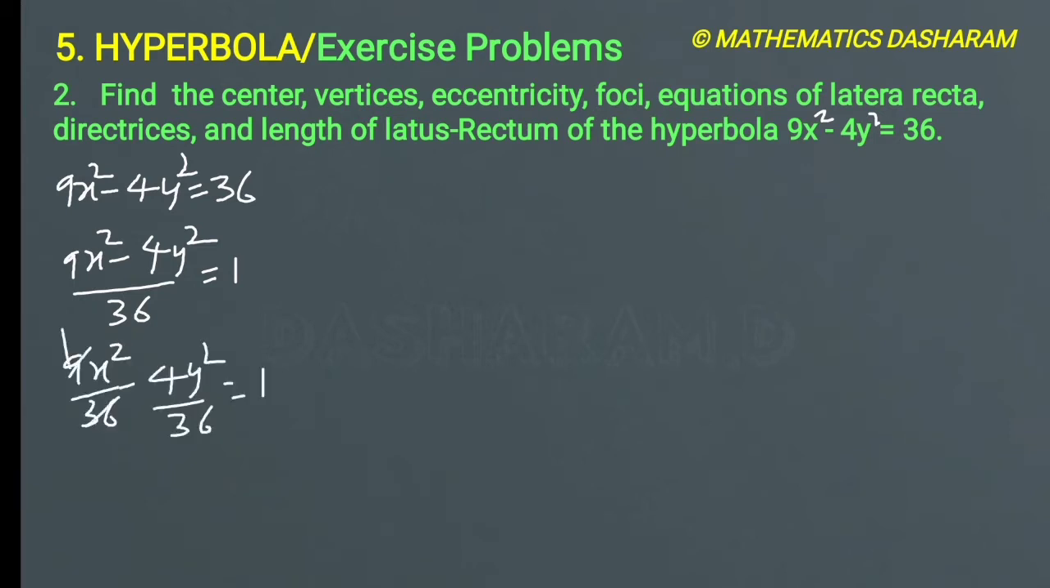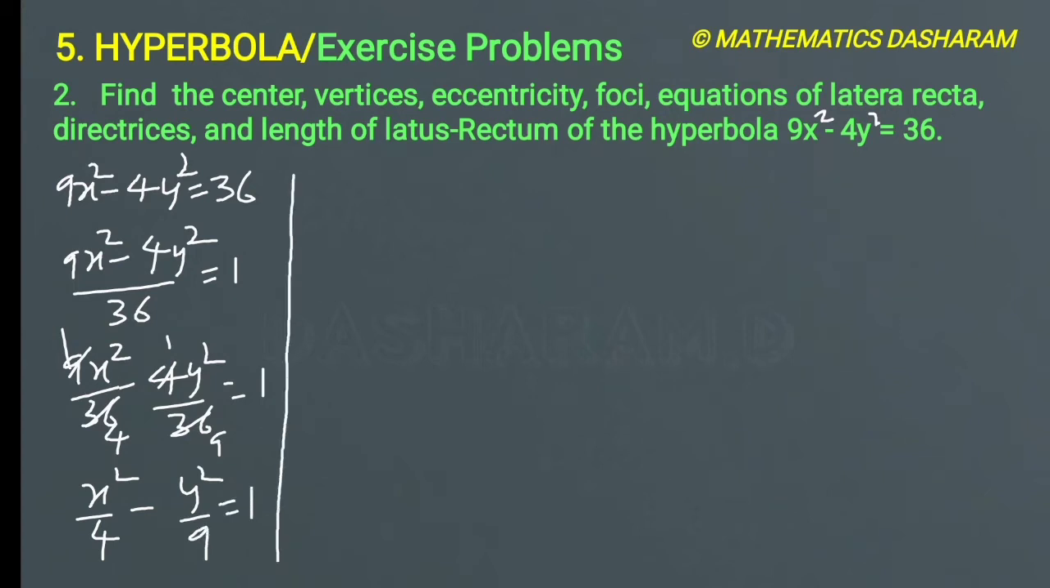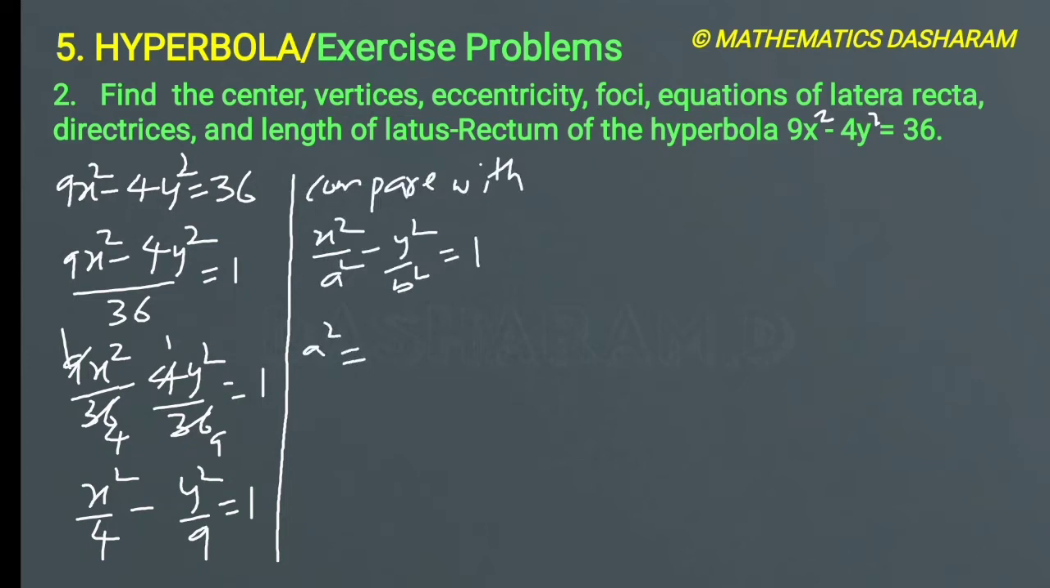9 ones are 9, 4s are 4; 1 is 4, 9s are 9. So x² divided by 4 minus y² divided by 9 equals 1. Now compare with the standard form. So a² equals 4, then a equals 2. Next, b² equals 9, then b equals 3.